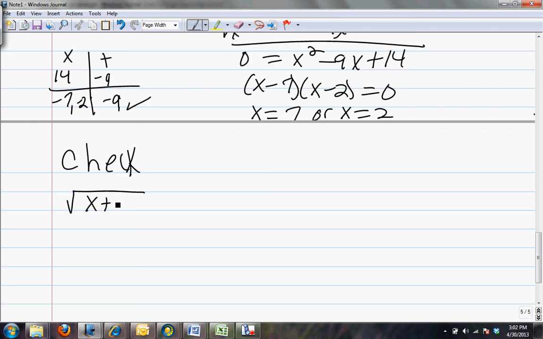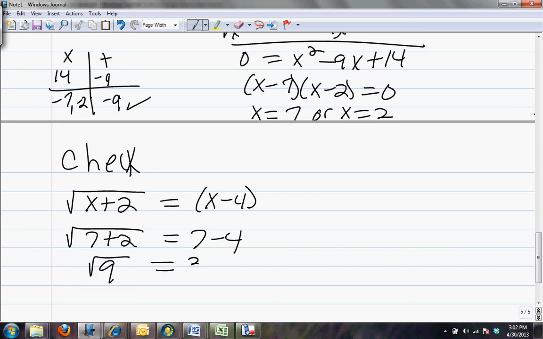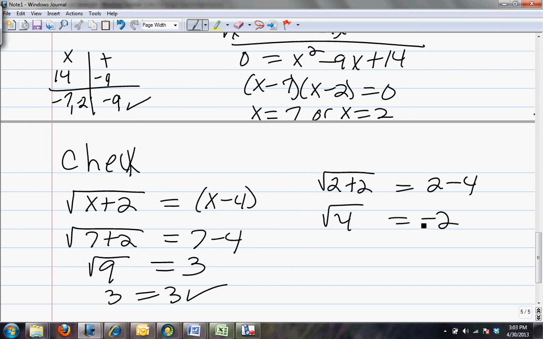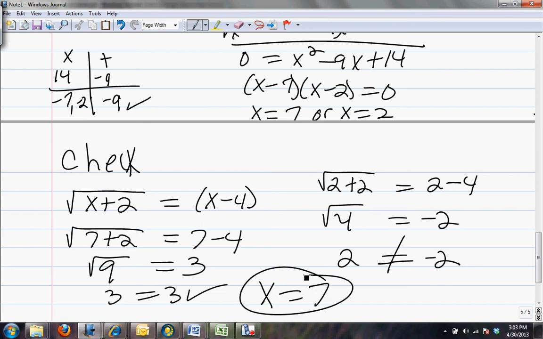was square root of x plus 2 equals x minus 4. Let's see if 7 works. Square root of 7 plus 2, is that equal to 7 minus 4? Square root of 9 equals 3. Yes, it works. Let's try 2. Square root of 2 plus 2, is that equal to 2 minus 4? Square root of 4 equal to negative 2? Nope. It does not equal negative 2. So the only answer here is x equals 7.